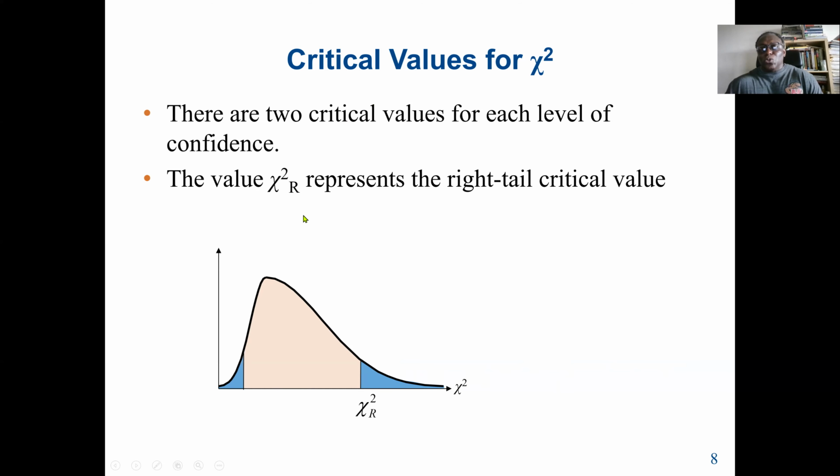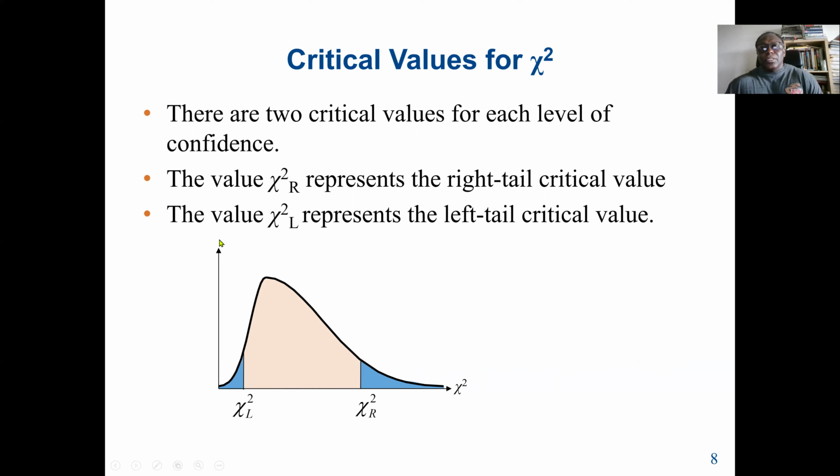And the value for the chi-square will represent the right tail critical value. The value from the chi-square table always represents the right tail critical value, not the left tail. Actually, that's what we have here: chi-square right is the right tail. Now the value of the chi-square left represents the left tail critical value.